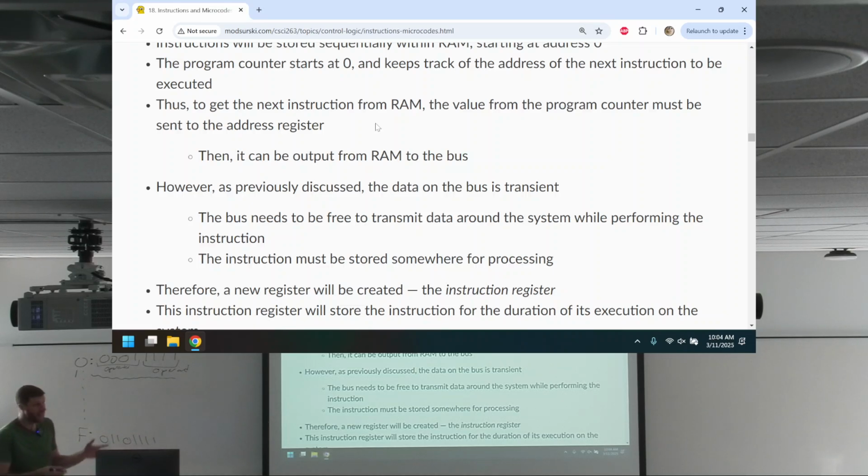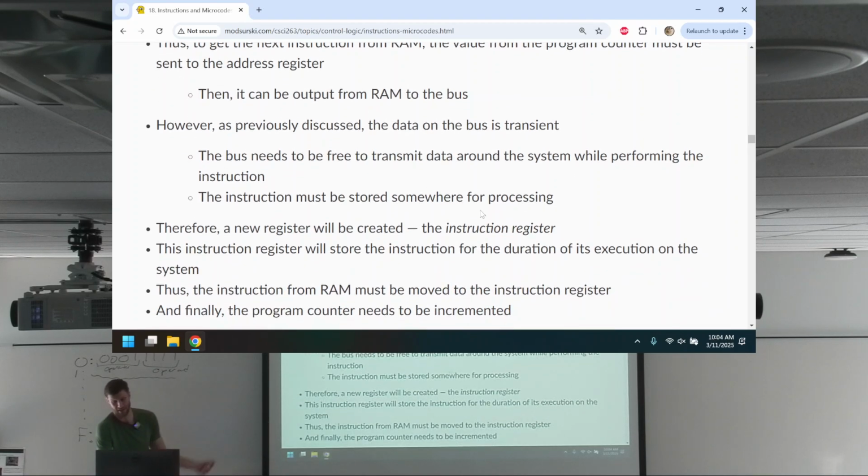I want to isolate the instruction from the bus because I need the bus to put this information back into RAM and then move information from RAM to the A register. I need the bus clear. So I need to take the instruction and put it somewhere so I can interpret what it means and send the operand where it needs to go based on what it means. So we create another register, the instruction register.